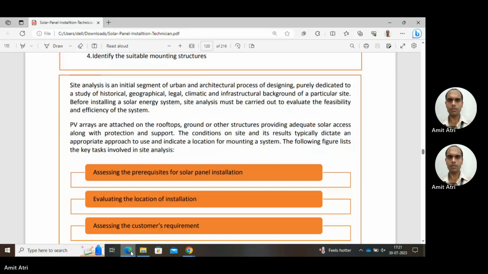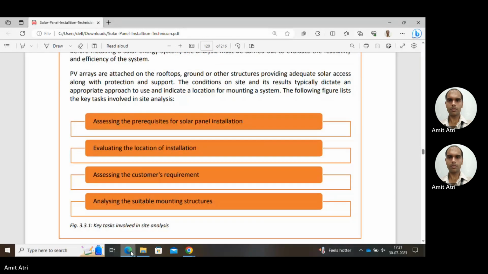PV arrays are attached on the rooftop, ground, or other structures, providing adequate solar access along with protection and support. So what are the requirements? There should be adequate solar access, protection for the PV arrays, and support. The conditions on site and its result typically dictate an appropriate approach to use and indicate a location for mounting a system. Here are the tasks highlighted which are to be performed for site analysis.